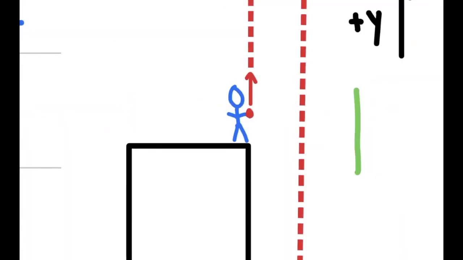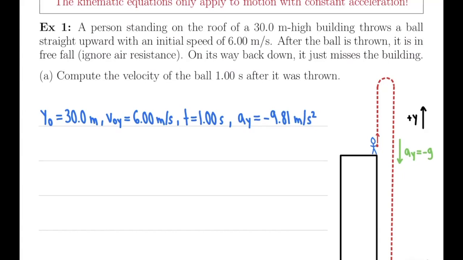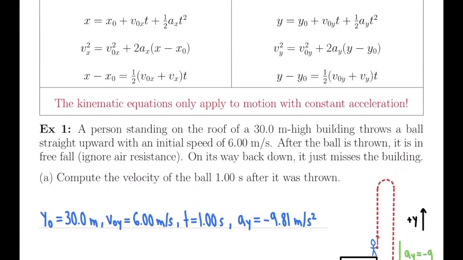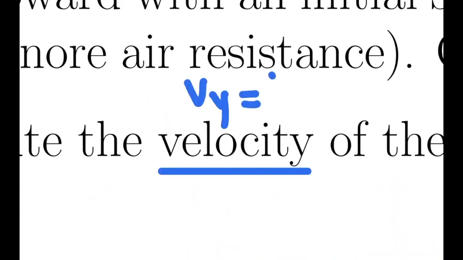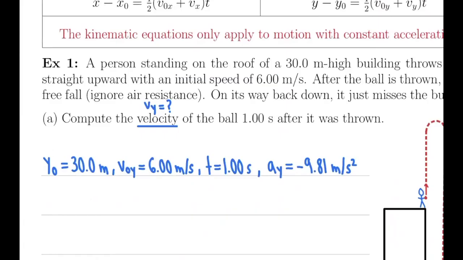This is the acceleration. I wrote down all the knowns, so now we have to figure out which equation we're going to use. We're trying to find the velocity, specifically the final velocity right here. We want Vy. I do want that. That is what I want.